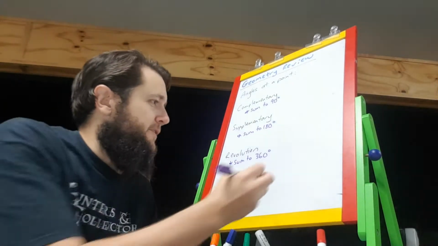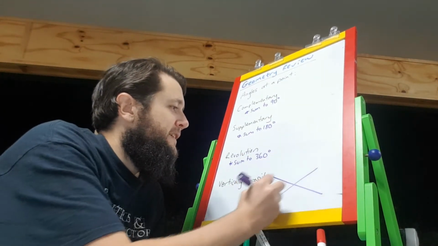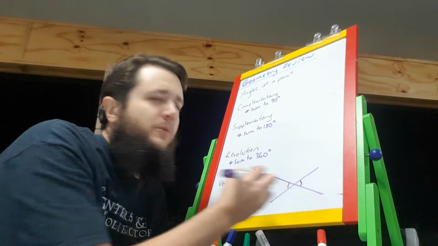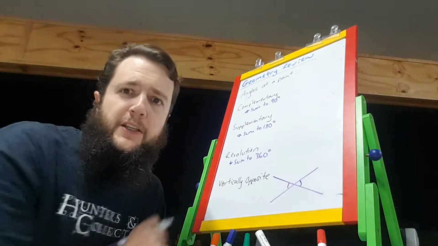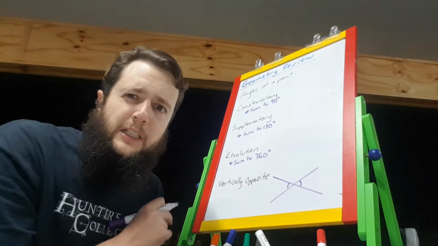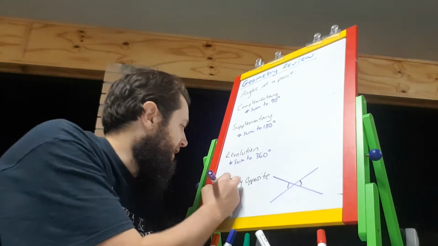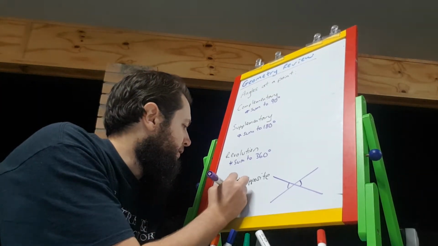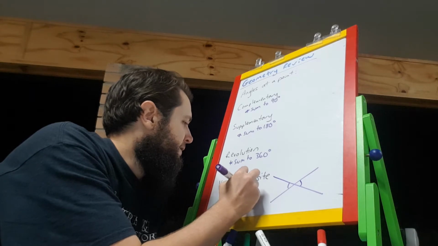Vertically opposite angles. That's where you've got a situation like this and the lines are opposite each other. How are those angles related? They are the same. So vertically opposite angles are the same.